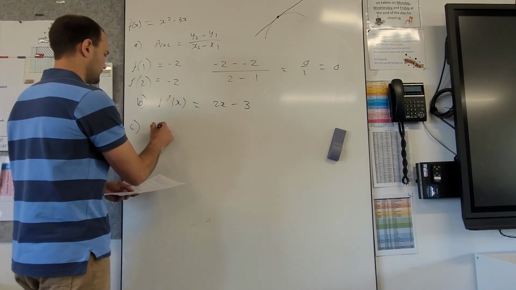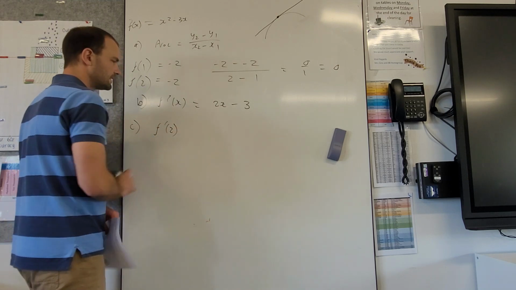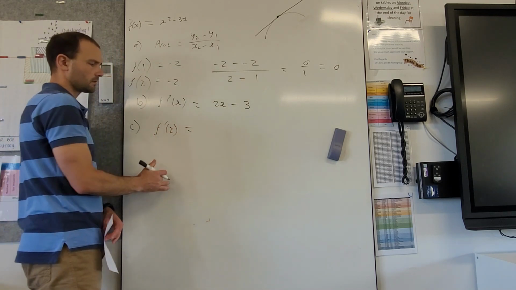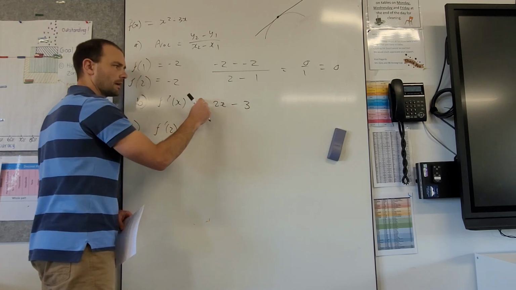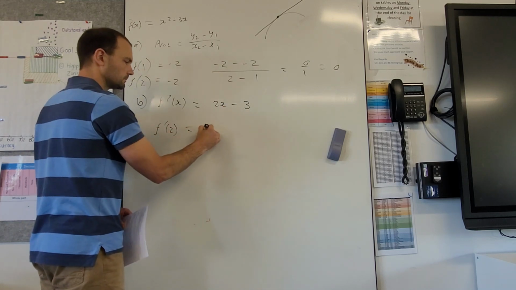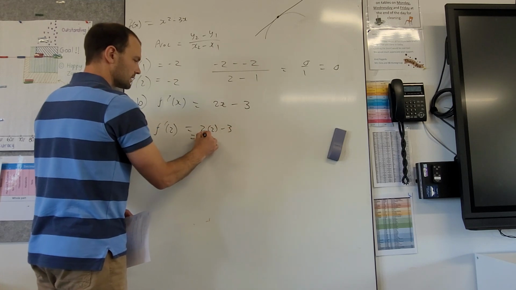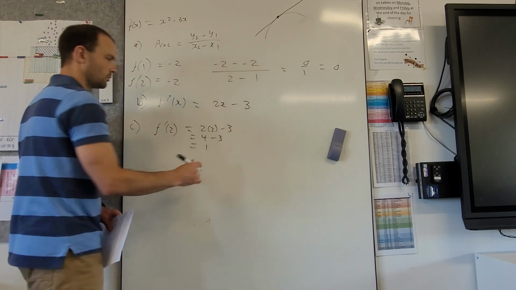F dash of 2. So f dash of 2, that's going to be the result when we put the number 2 into the derivative function. We would have 2 times 2 take 3, 4 take 3, which is 1.